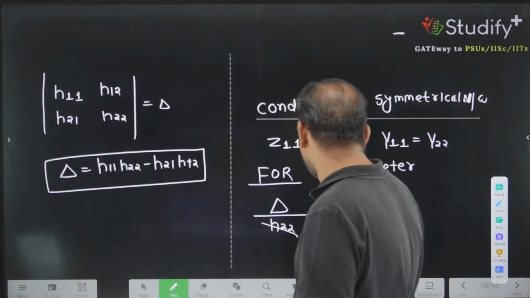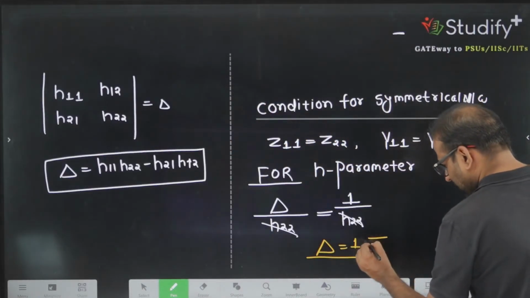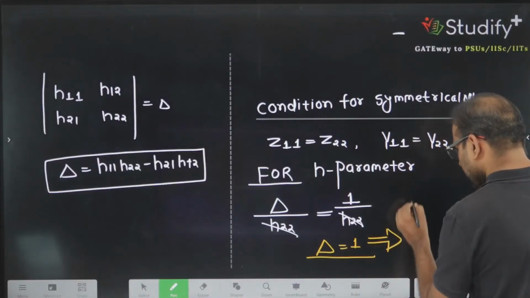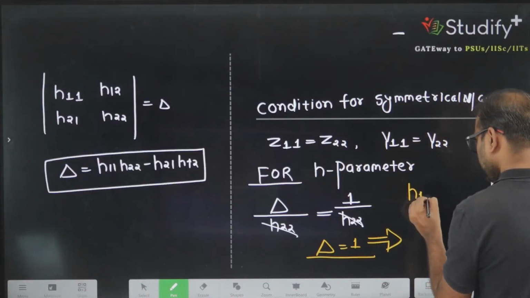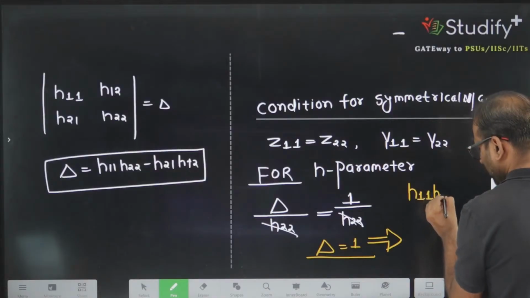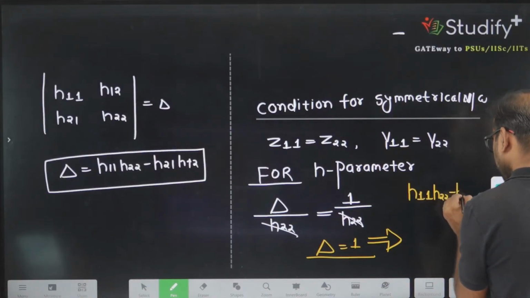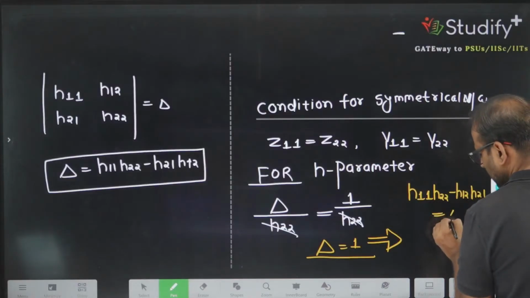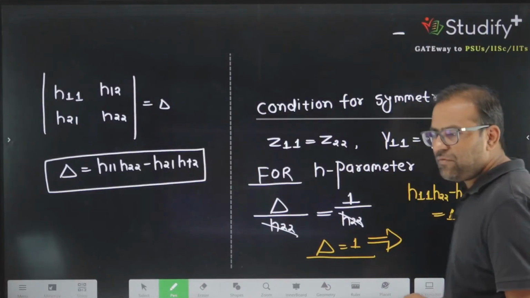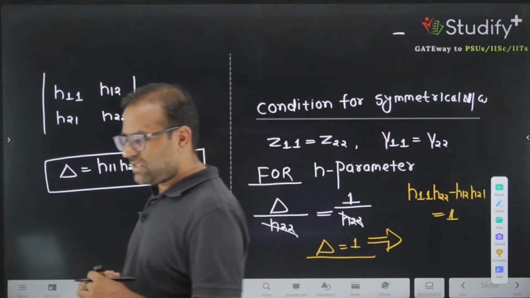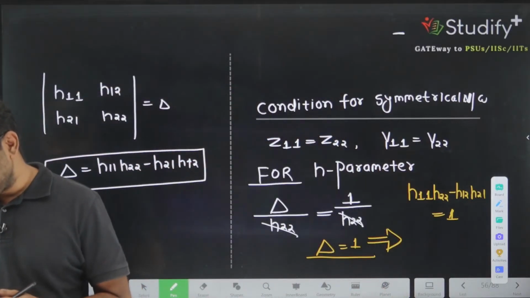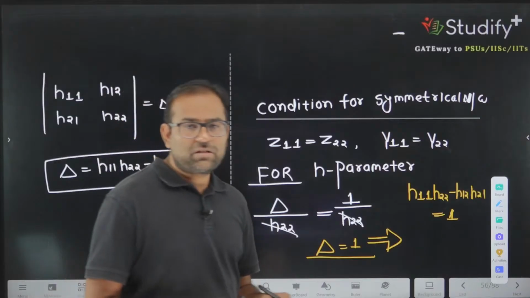And what is determinant equal to 1? This equal to 1 means H11 H22 minus H12 H21, this product is equivalent to 1. If H parameter is satisfying this condition, then you can say this network is symmetrical. Let's go for the next.